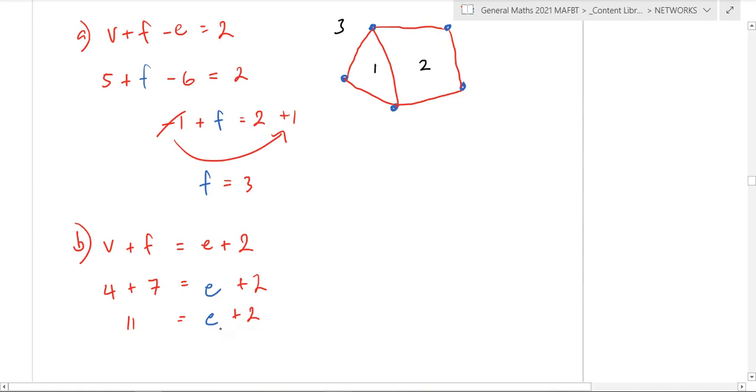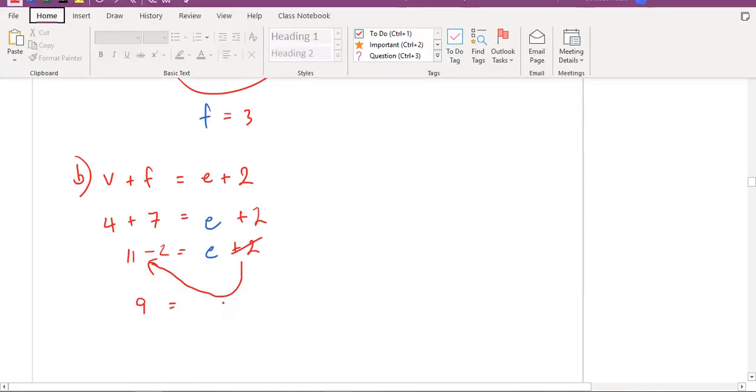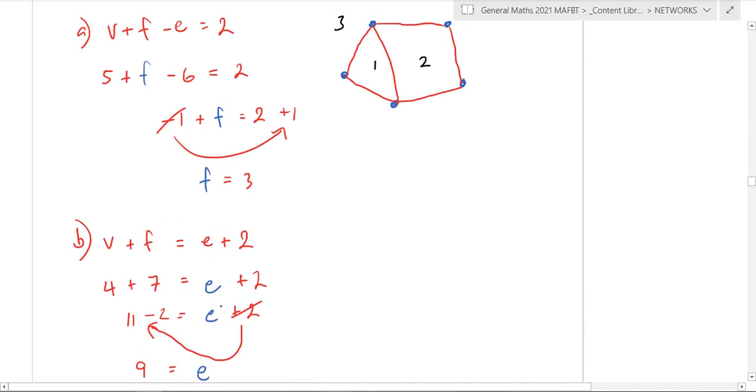Okay, I want to isolate e, so make e by itself. I'm going to move that 2, bring it to the other side. It's a plus 2 here, and it becomes minus 2. So 11 minus 2 is 9, and that tells me how many edges there are in this. So in this graph, you've got 9 edges.